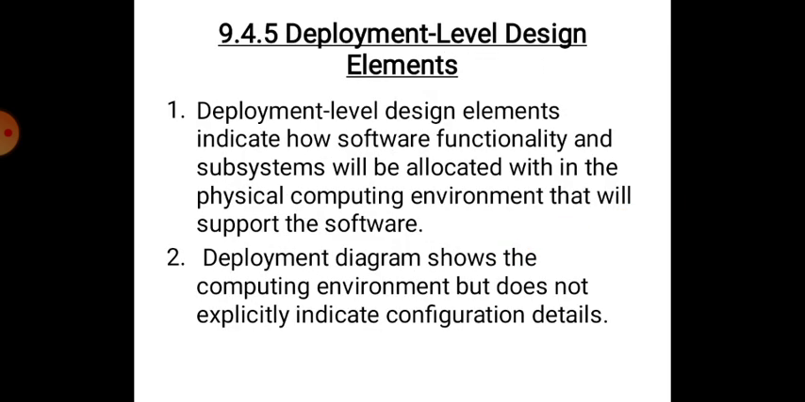Next, we will go to the fifth element, that is deployment level design element. Point number 1. So you know deployment means actually installing or activating the software. Deployment level design elements indicate how software functionality and subsystems will be allocated within the physical computing environment that will support the software. Deployment diagrams, point number 2, show the computing environment but do not explicitly indicate configuration details.